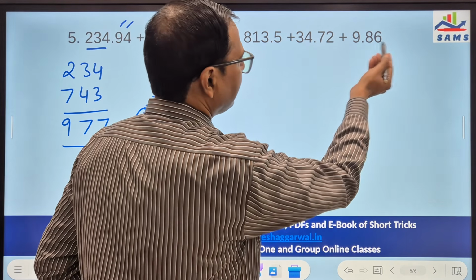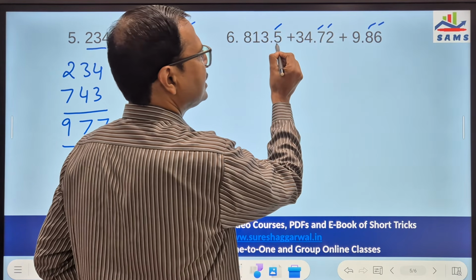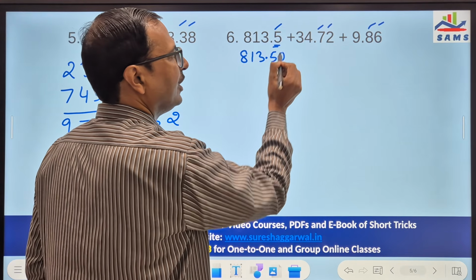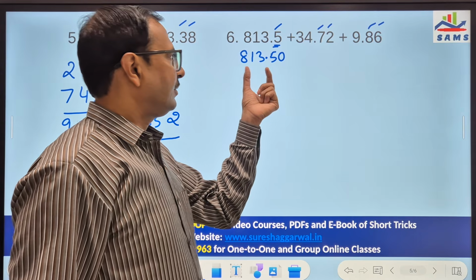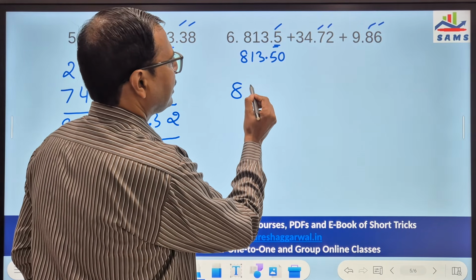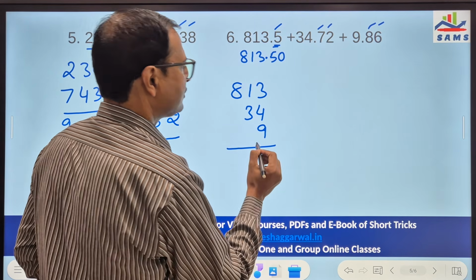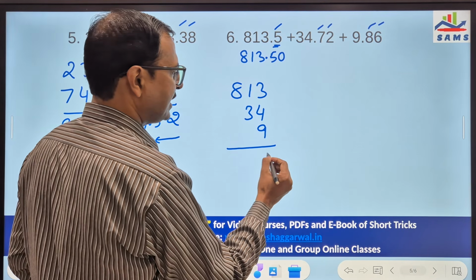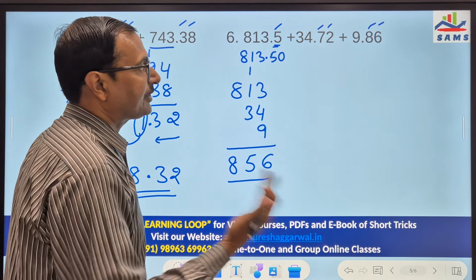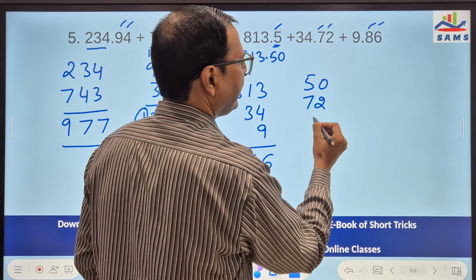Here you can see there are 3 numbers. So 1 digit here, 2 digits here, and 2 digits here. So this 5 has to be converted to 813.50 because you need to have equal number of digits after decimal. So what is the number before decimal? 813 here, 34 here, and 9 here. So that gives you 9 plus 4, 13 plus 3, 16, 6, 1 carry, so this is 5 and this is 8. And after decimal, here you have 50, here you have 72, and here you have 86.